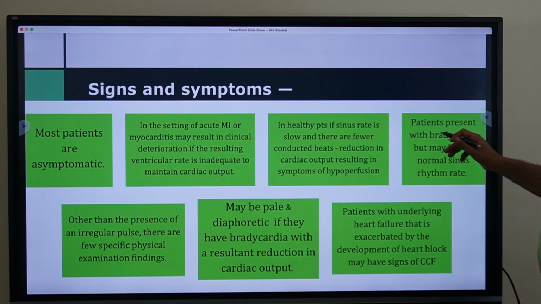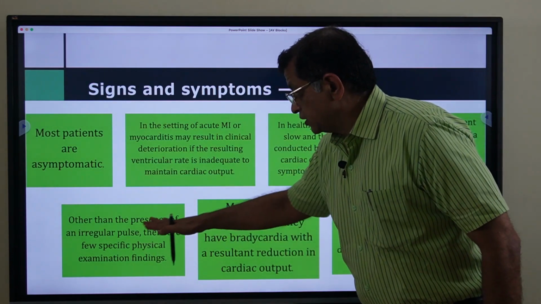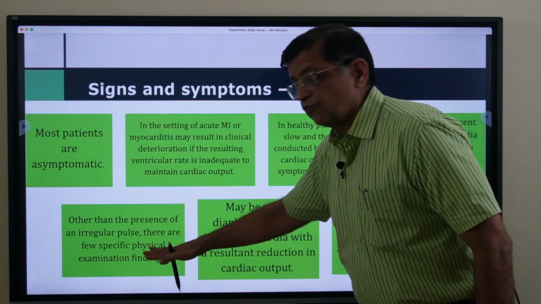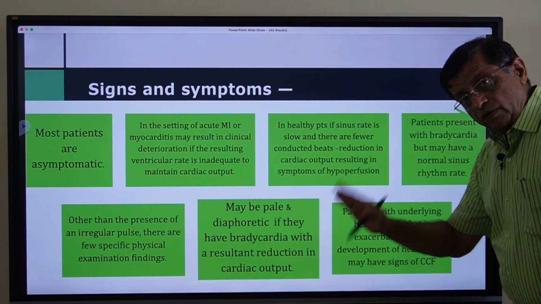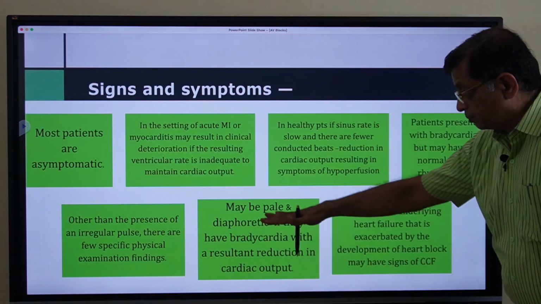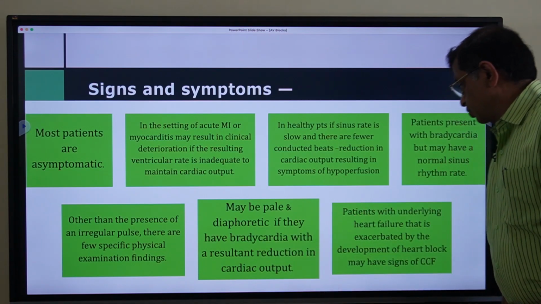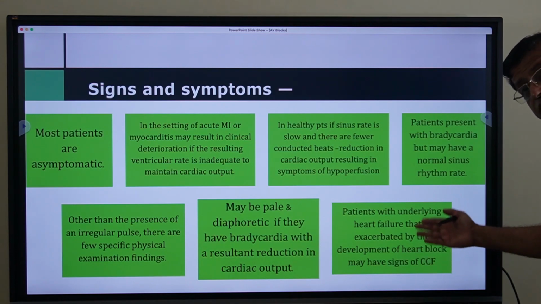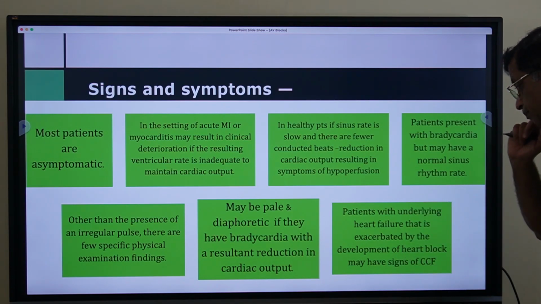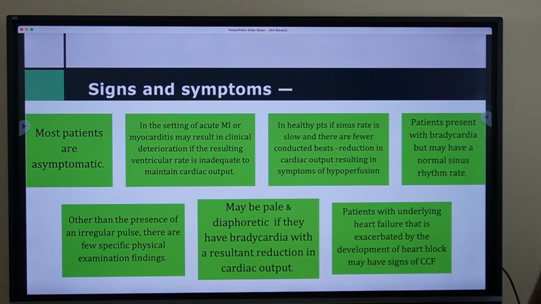So usually patients present with bradycardia, or the patient may have a normal sinus rate or rhythm. Other than the presence of an irregular pulse, there are few specific findings. If the patient has bradycardia and develops Mobitz type 1 block, then the patient may be diaphoretic or pale due to decreased cardiac output. A patient with underlying heart failure that is exacerbated by Mobitz type 1 block may develop signs of congestive cardiac failure.